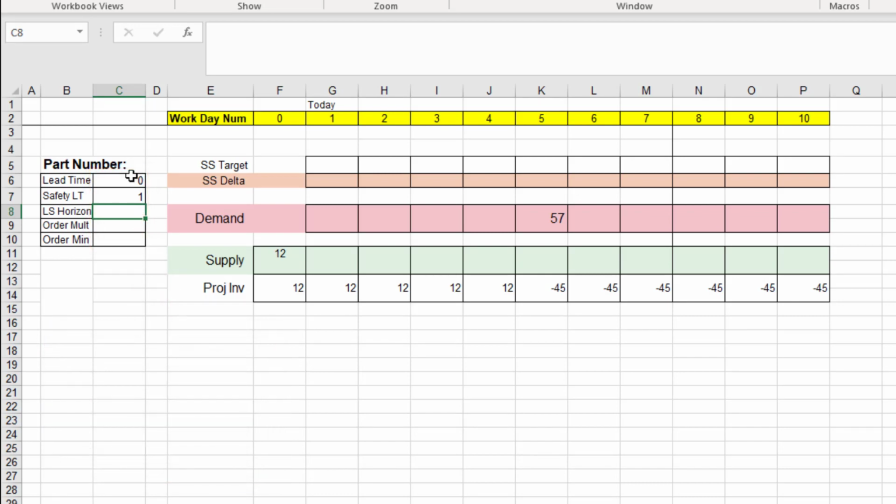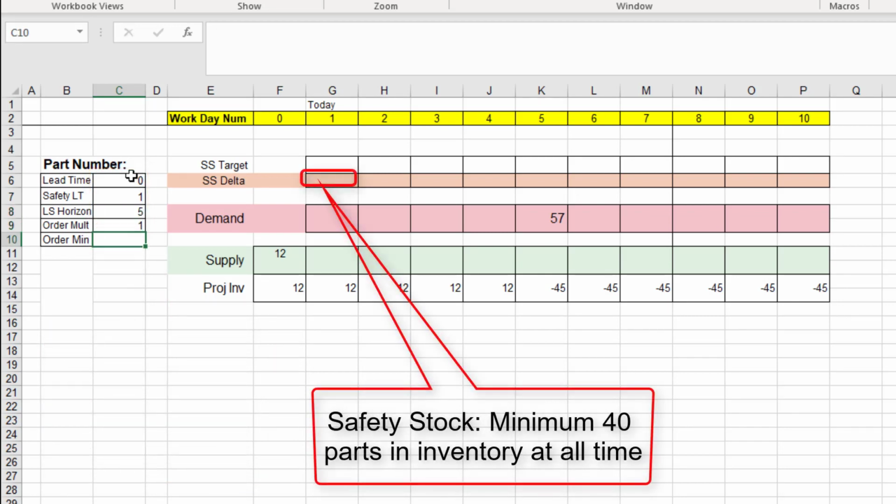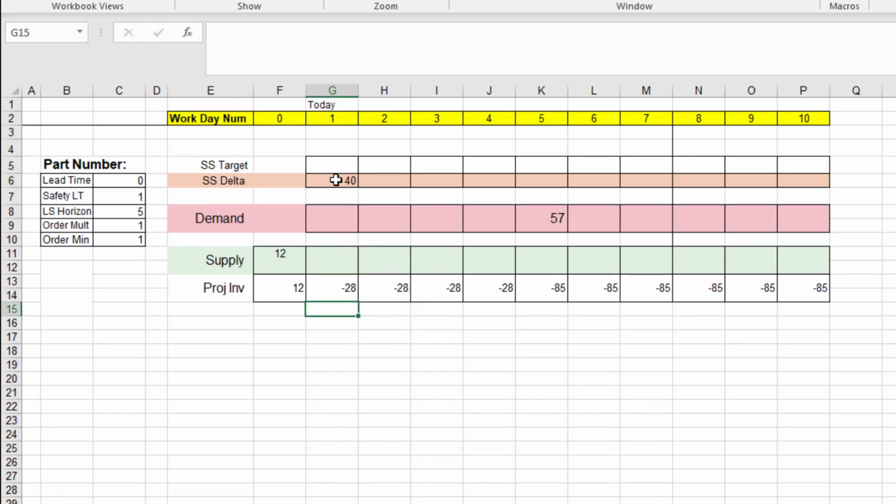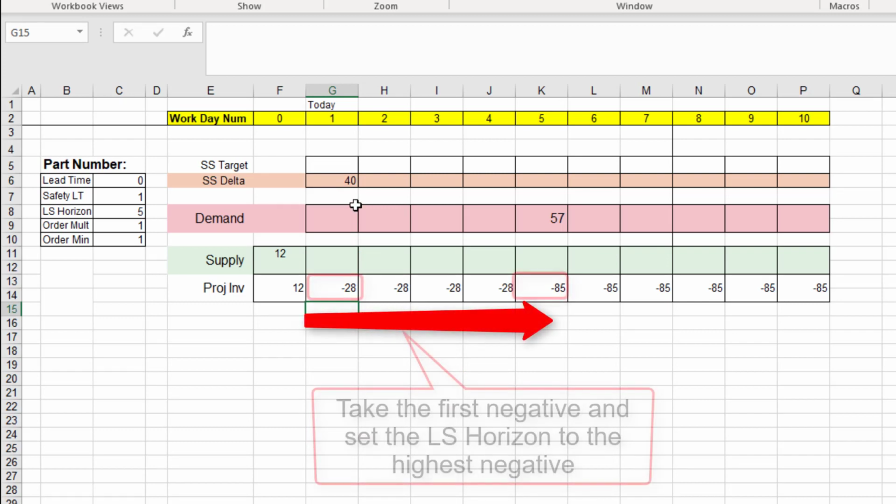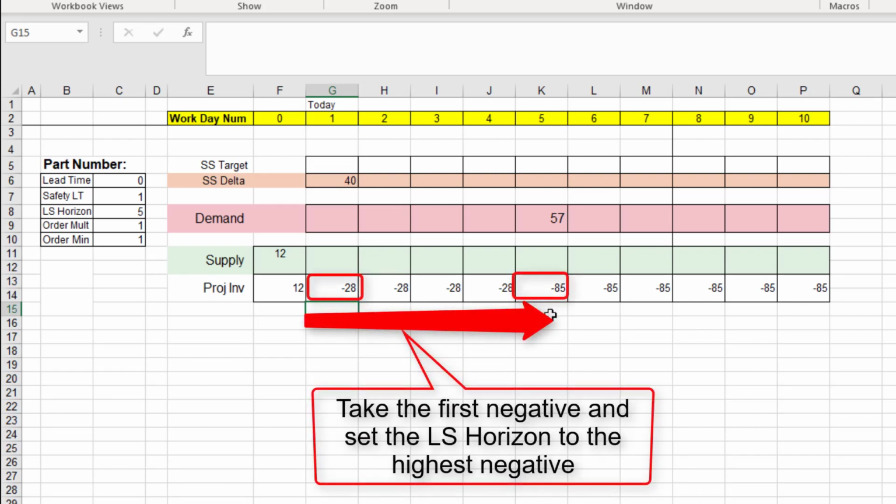Safety stock: due to the nature of the part, it is recommended that at least 40 be in inventory at any time. To represent this on an MRP table, you add 40 to your safety stock delta, which subtracts from your projected inventory to minus 28. So we take our first negative and our highest negative, and we see that they are within the order lot horizon of 5 days.